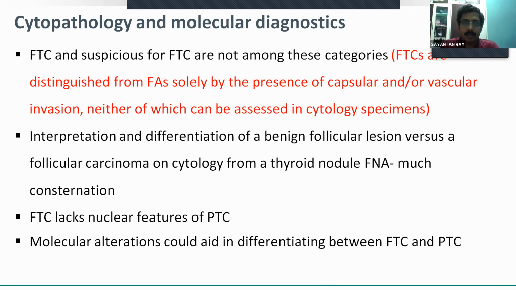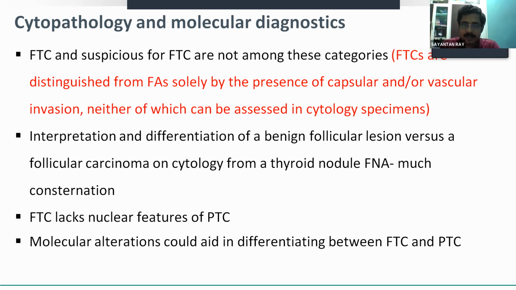Now, coming to cytopathology and molecular diagnostics, follicular thyroid cancer and suspicious for follicular thyroid cancer are not among the categories of the Bethesda system for reporting thyroid cytopathology. Why? Because the cytoarchitectural features of FTC are similar to those of follicular adenoma. And FTCs are distinguished from follicular adenoma solely by the presence of capsular and or vascular invasion, and neither of which can be assessed in cytology specimens. So interpretation and differentiation of a benign follicular lesion versus a follicular carcinoma on cytology from a thyroid nodule FNA is very, very difficult or challenging.